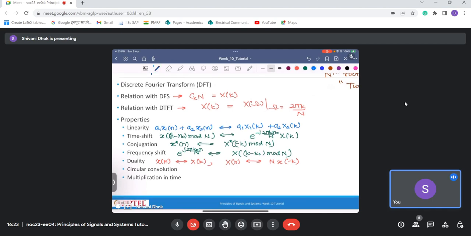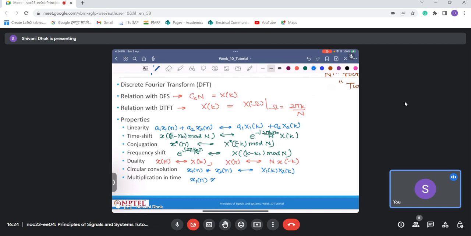The next property is the circular convolution property. So if I circularly convolve two finite length sequences, its DFT will be simply X1[k] into X2[k], a multiplication in frequency domain, and this is a very useful property if we go for its applications with respect to communication systems. Like OFDM uses this property a lot. It's built upon this particular thing and is currently being used in every system that we are using. The next one is multiplication in time.